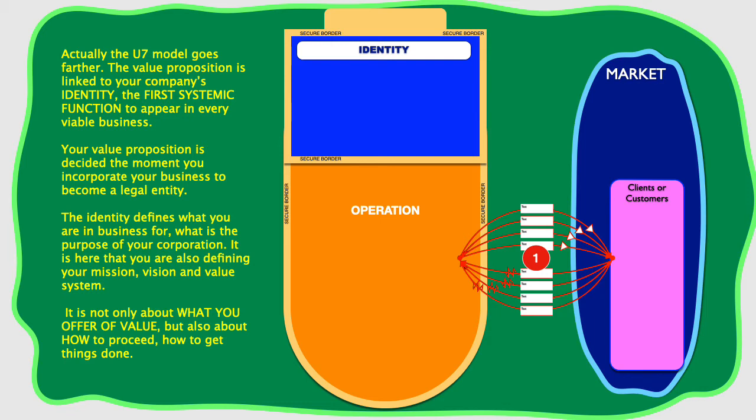Actually, the Universal 7 model goes farther. The value proposition is linked to your company's identity, the first systemic function to appear in every viable business. Your value proposition is decided the moment you incorporate your business to become a legal entity. The identity defines what you are in business for, what is the purpose of your corporation.